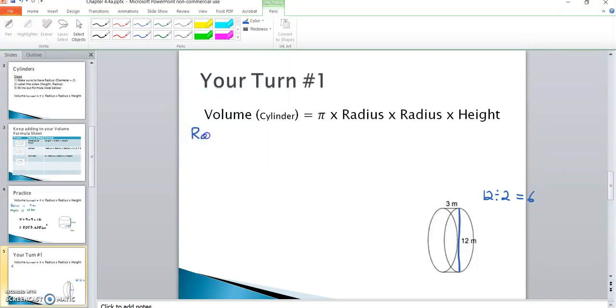So our radius is 6 meters. And then our height, because the cylinder is flipped, is 3 meters. Now what I would like you to do is fill in the formula and figure out the answer. Go ahead and pause the video and do that now.